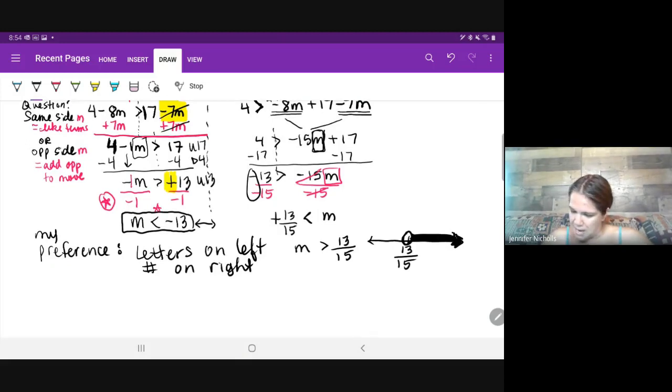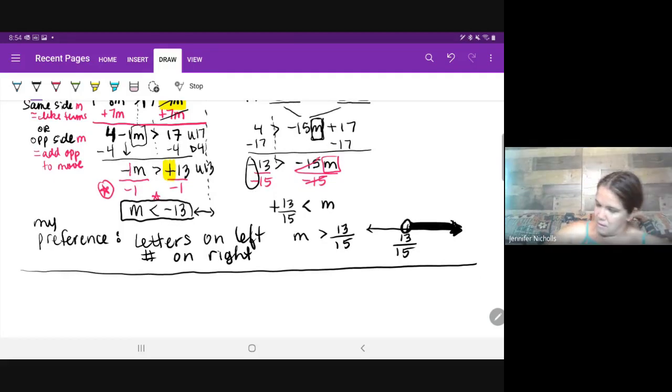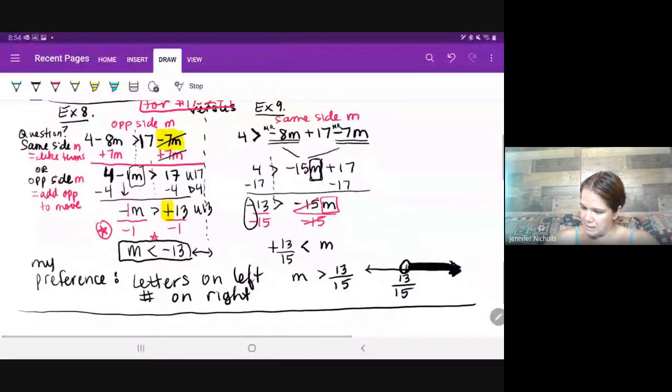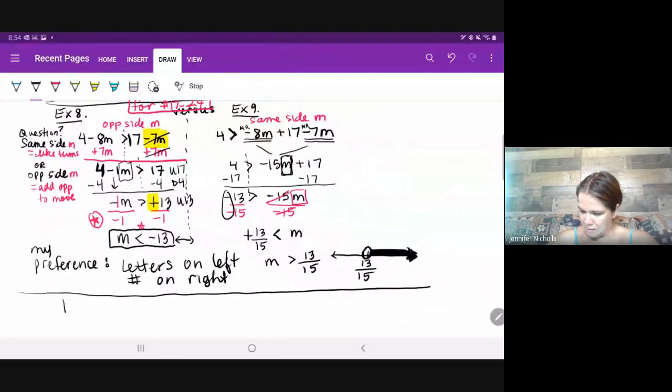Okay, and I'm going to say we're going to be done from here. Okay, so we're going to do homework number 6. Okay, so you can take a 5-minute stretch break.